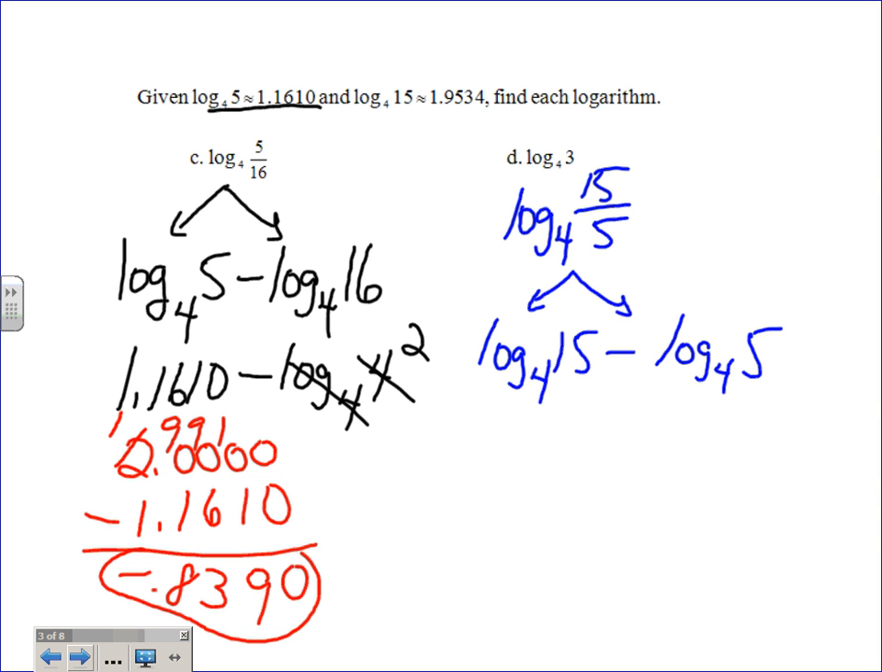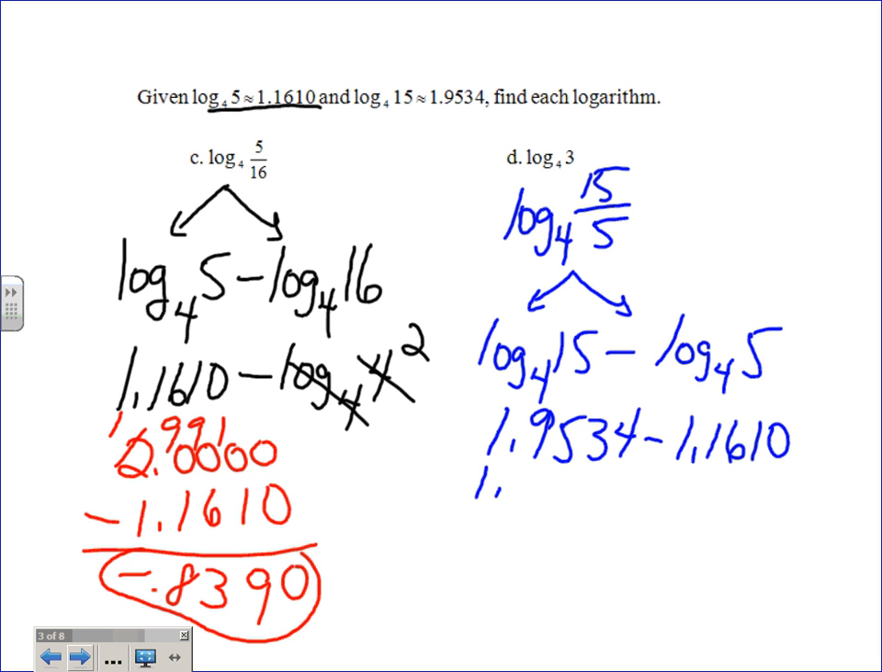Now I made the worksheet. Is there any guarantee that you're going to use every one I gave you from the tables? No, there's no guarantee, but most times you probably will. So it's 1.9534 minus 1.1610. Do we have to switch things around like we did on C over here, and remember it's negative? No, the bigger one's in front this time, so we don't really have to worry about that.